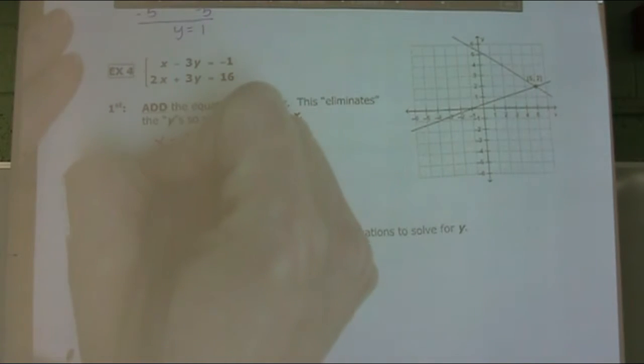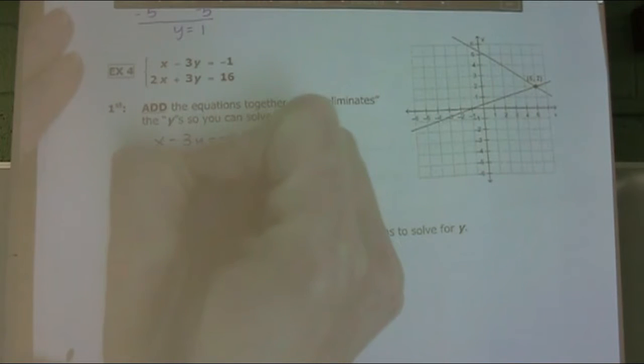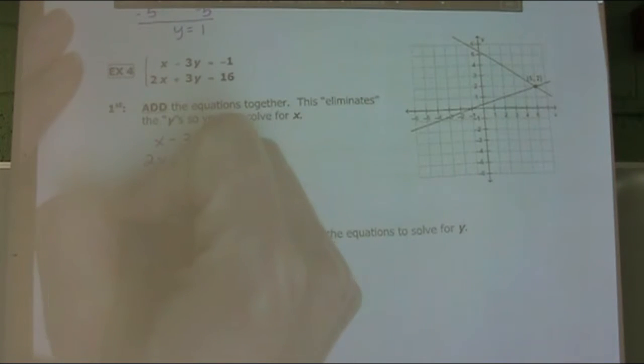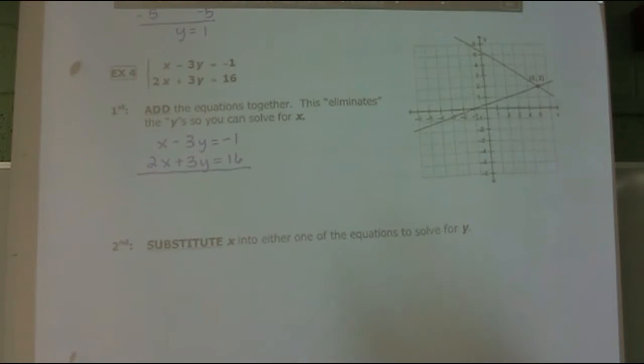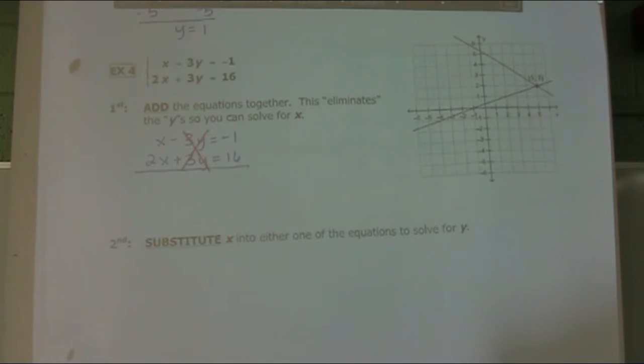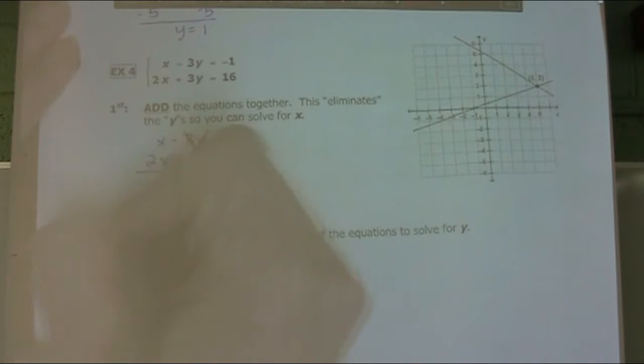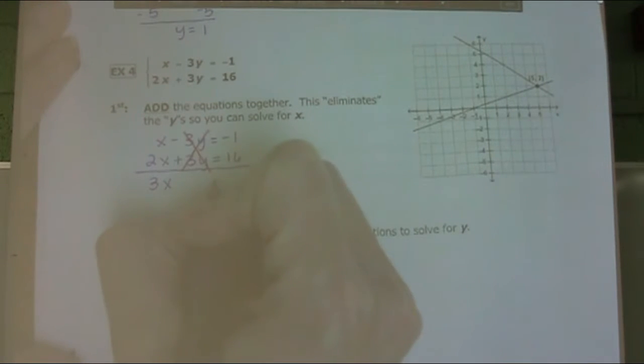Okay? So here's what I've got. I've got x minus 3y equals negative 1, and 2x plus 3y equals 16. And I'm going to add these two equations together. And what happens is the minus 3y and plus 3y cancel to 0. When I add my x's, x and 2x gives me 3x. Negative 1 and 16 gives me 15. Divide both sides by 3. And I have x equals 5.